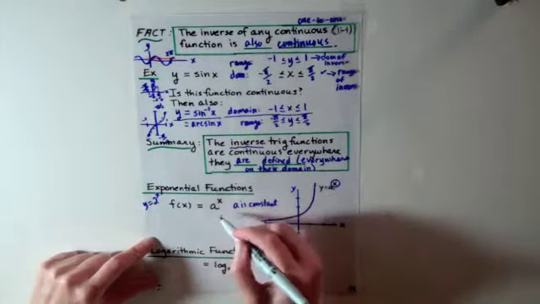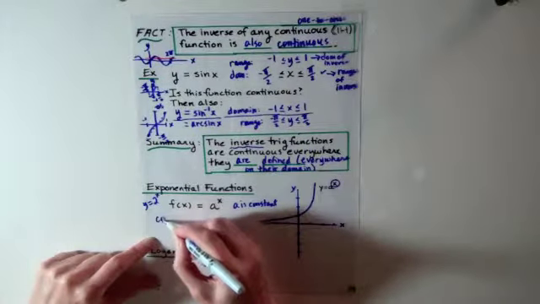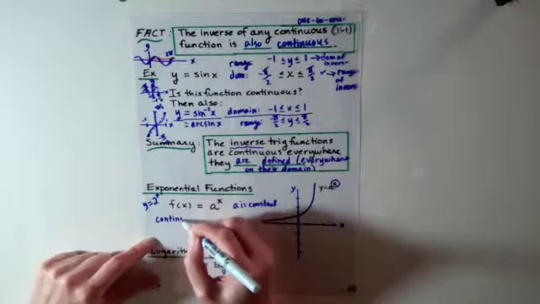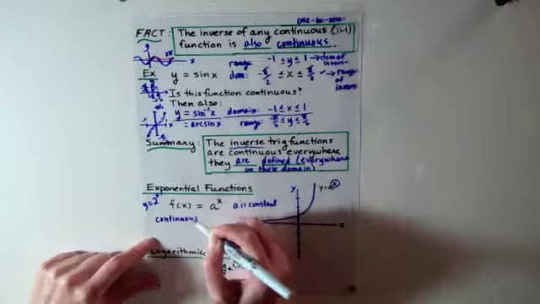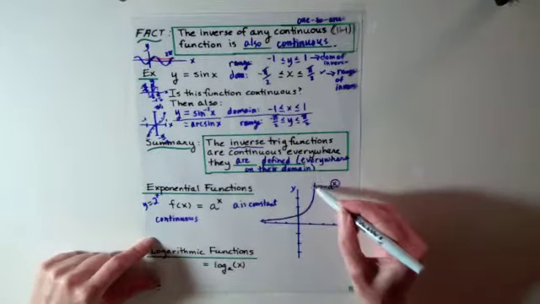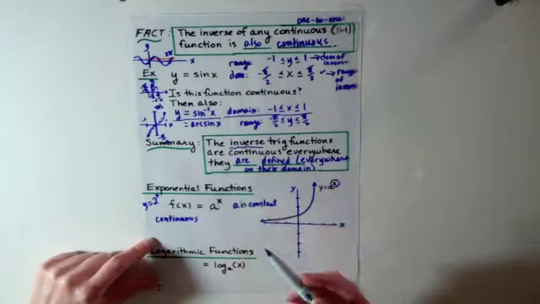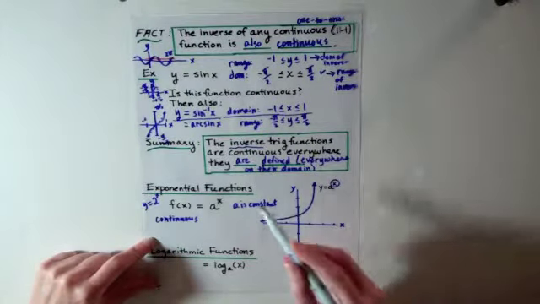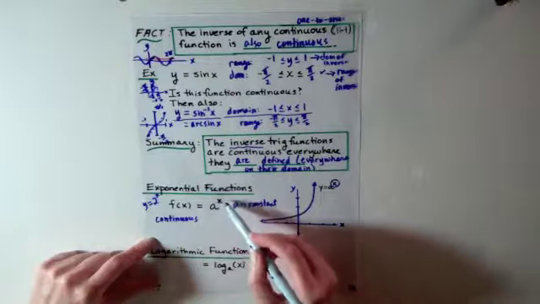So f of x equals a to the x is continuous everywhere that it's defined. And where is it defined? Well, for an exponential function, you can plug in any real number. x can be a positive number, x can be 0, or x can be a negative number.